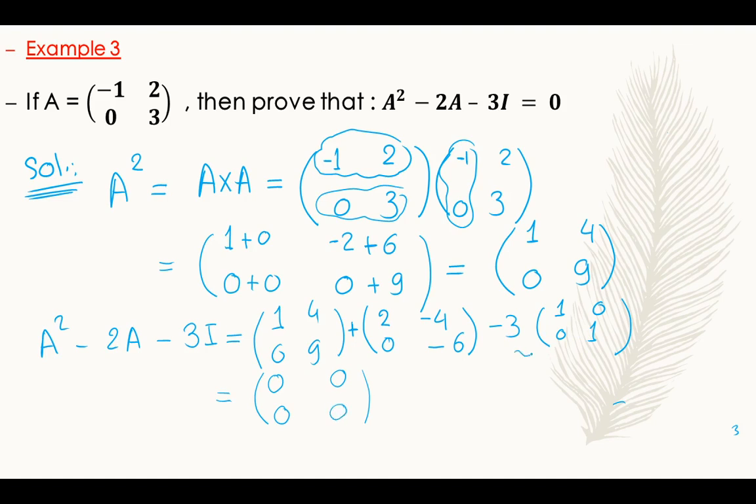If you want me to multiply this matrix for you, here we will put a positive sign. Negative 3 times 1 is negative 3. Negative 3 times 0 is 0. Negative 3 times 0 is 0. Negative 3 times 1 is negative 3. Adding the three matrices together, the result will be the matrix 0, 0, 0, 0, which is the zero matrix, or we can denote it by the letter O. Okay, let's go to another example.